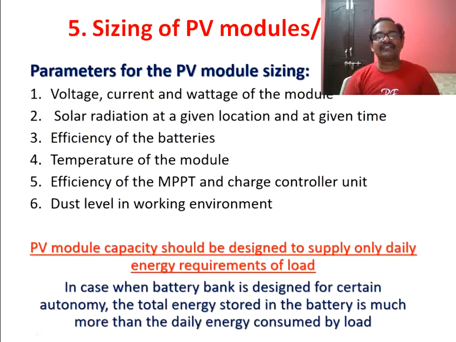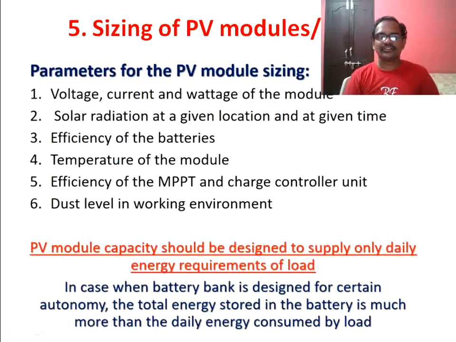Solar radiation at a given location and at a given time: every day, you will have 6 hours of sunshine. That's the data for that place. The 6 hours may vary depending upon the place. In some places it will be 8 hours, in some places 10 hours, and in some places only 4 hours.